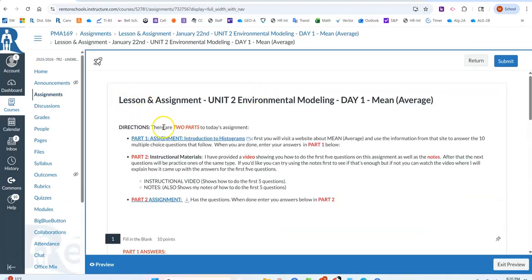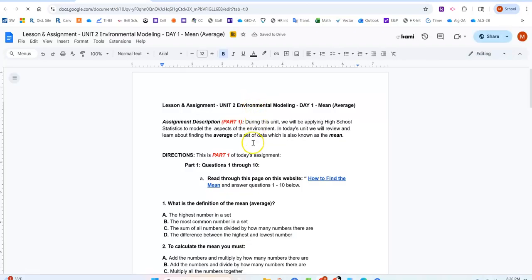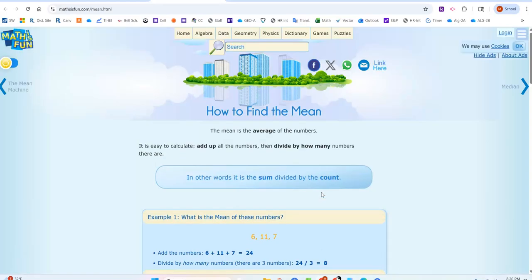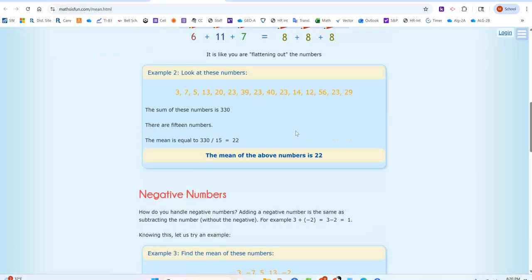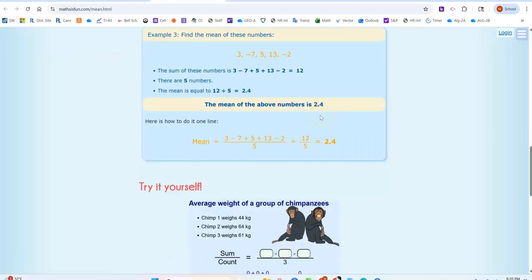So today's assignment, there are two parts to today's assignment. First, there's an introduction, a little bit of some definitions about what average is or what a mean is. So you can open that up. And there will be a website that you can go to here. And it will go over how you find the mean, what it is, and give you some examples of it. So make sure to read through that so you understand it.